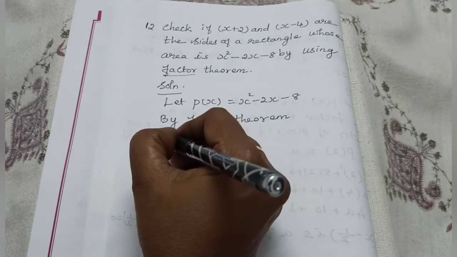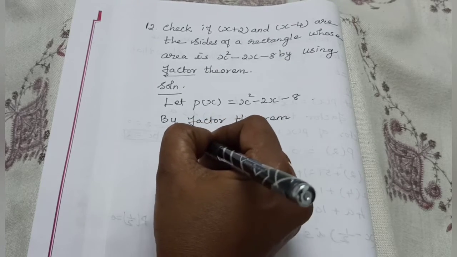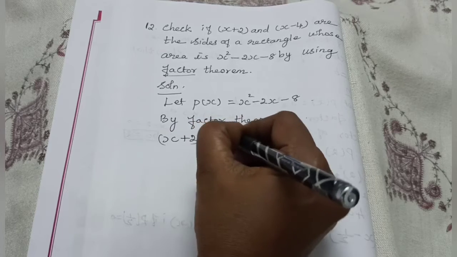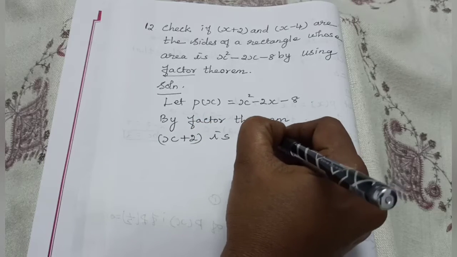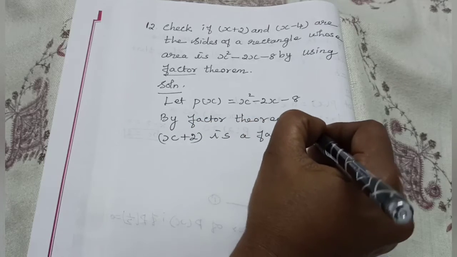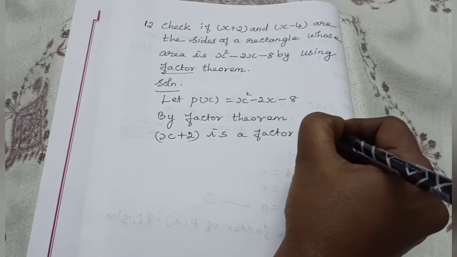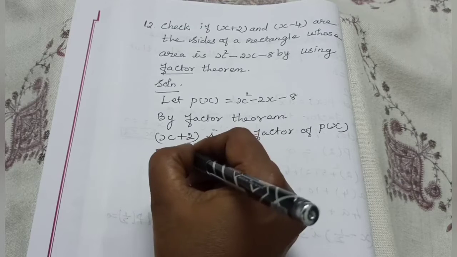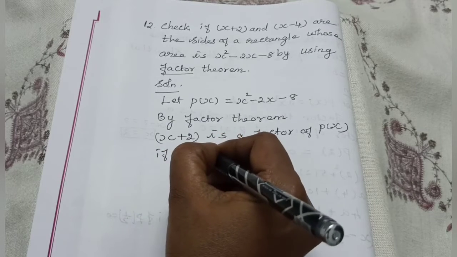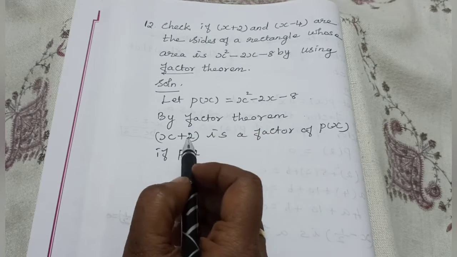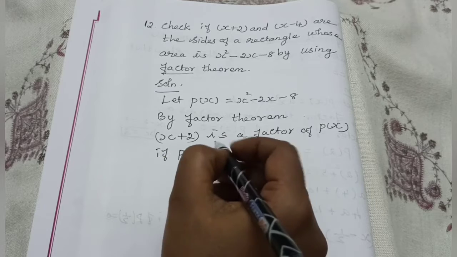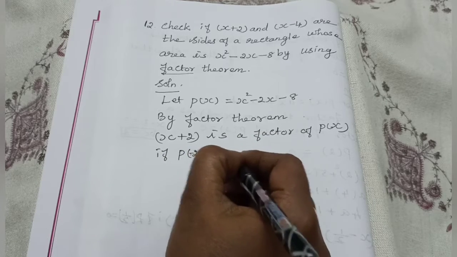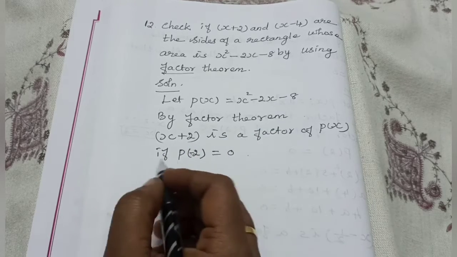First one what? x plus 2, isn't it? x plus 2 is a factor of p of x. P of x means if it is 0, p of minus 2. x plus 2 means here minus 2 will come. Okay, p of minus 2 equal to 0, we have to say.